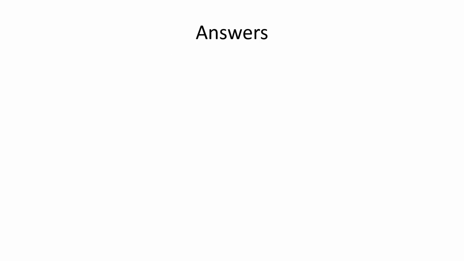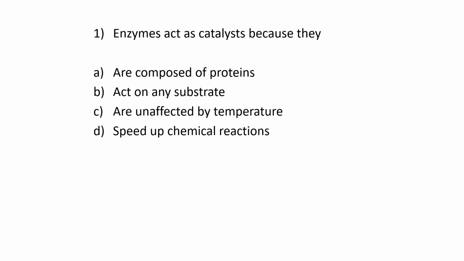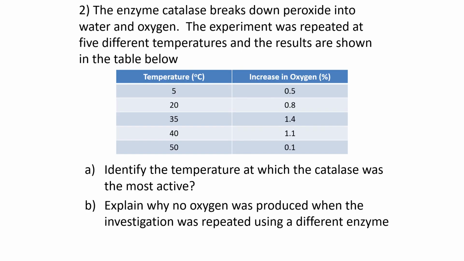So let's have a look over the answers. So for enzymes act as catalysts because it would be speed up chemical reactions. For 2A, identify the temperature at which catalase was the most active. So we need to look at where the increase in oxygen percentage is the highest. So it should then be 35 degrees Celsius. Remember to always include your units of degrees Celsius.